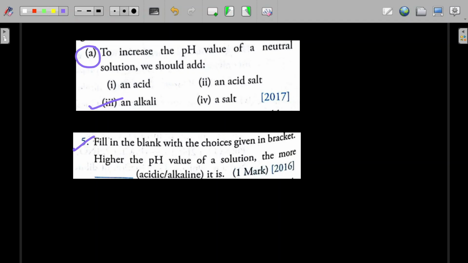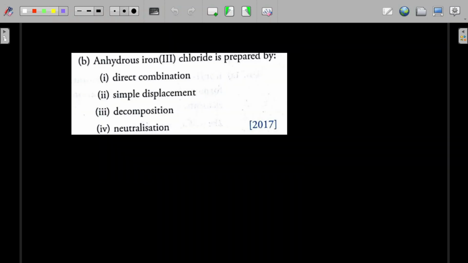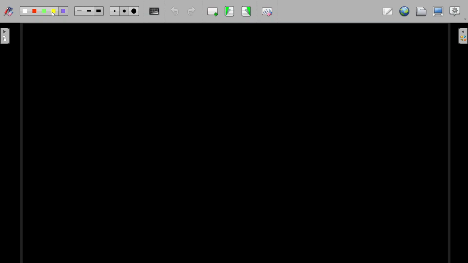Okay, Dhruva, tell me the fifth one. Higher the pH value of a solution, the more dash it is. Alkaline. Okay, now we'll come to the next part.